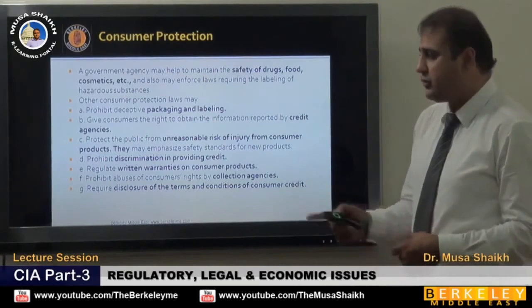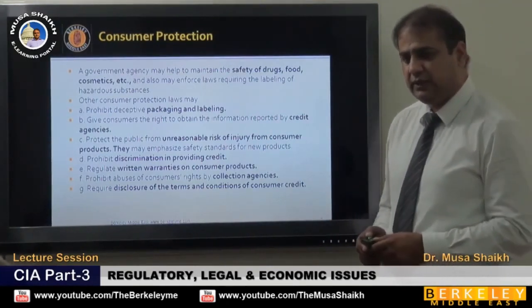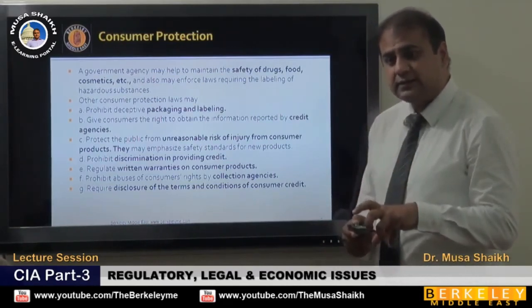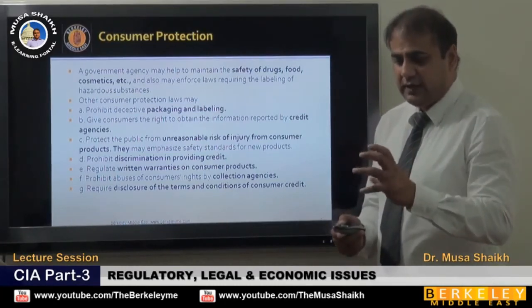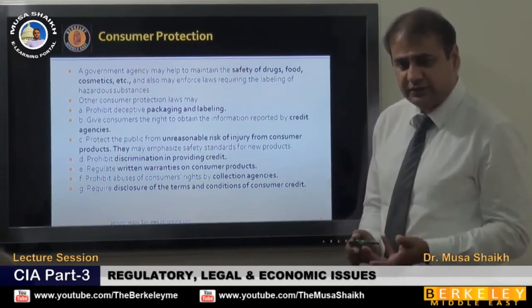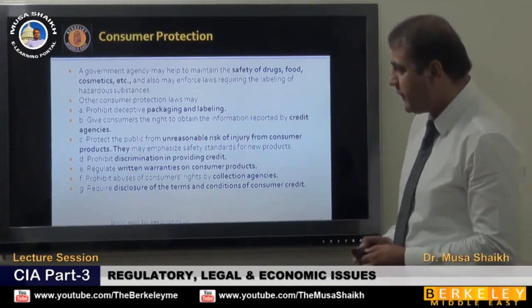You should also avoid deceptive packaging. What does deceptive packaging mean? The pack is big but the quantity is less, and you are deceiving in a way that you show a bigger picture but actually the customer gets something else. So it's against consumer rights.